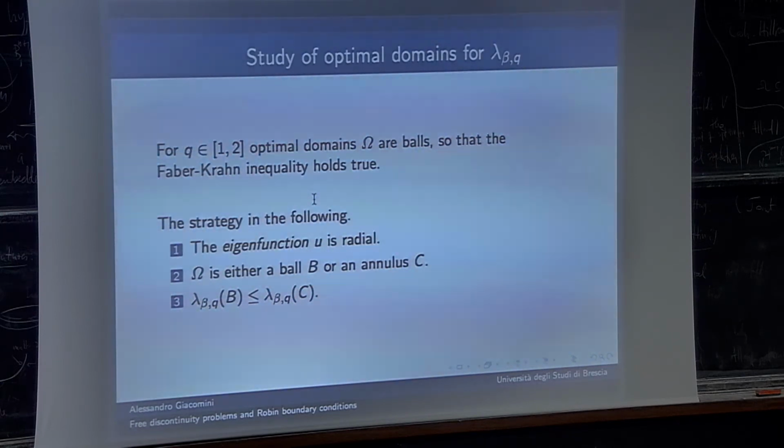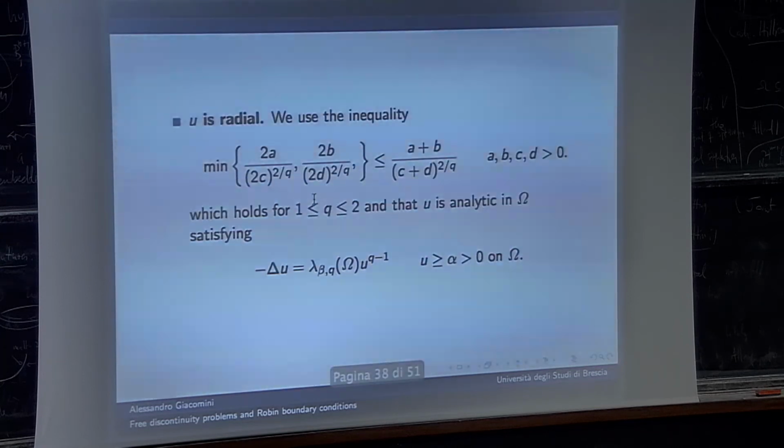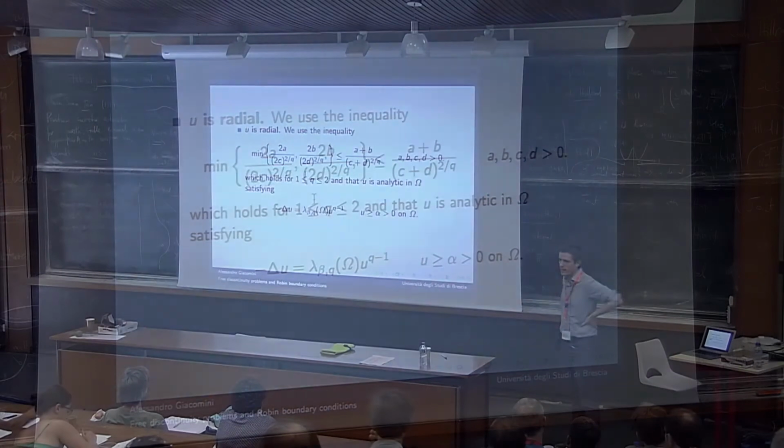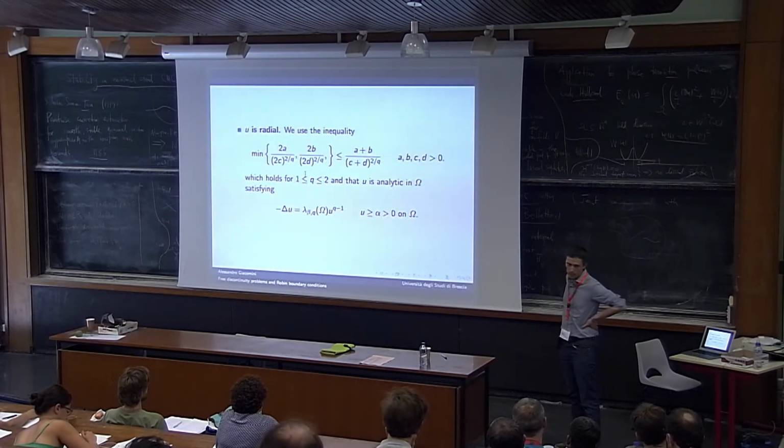Then, in a second step, one shows that since the function is radial, also the domain should have some circular symmetry. And one can prove that it is either a ball or an annulus. Then in the end, one checks that the eigenvalue of the ball is better than the eigenvalue of the annulus, and one has the optimality of the ball and the Faber-Krahn inequality. So let me show you the first step. The first step is based on this numerical inequality, which is true for Q between 1 and 2, and it is false for Q larger than 2. And this is the only place where we use it.